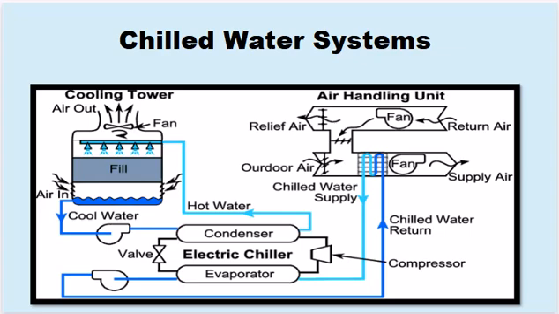Compressor compresses refrigerant gas, raising its temperature and pressure. Condenser cools the hot refrigerant gas, transferring heat to the cooling tower water. Evaporator cools and vaporizes the refrigerant, absorbing heat from the chilled water. Valve controls the flow of chilled water to the AHUs. Fan circulates air through the cooling tower and AHUs. The system operates in a closed loop, with water being cooled and circulated to maintain comfortable indoor temperatures.